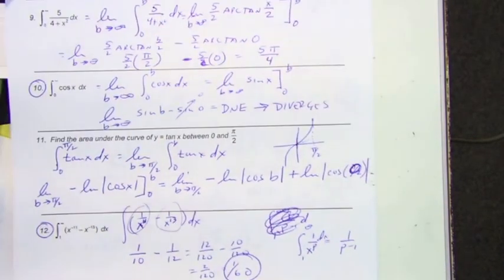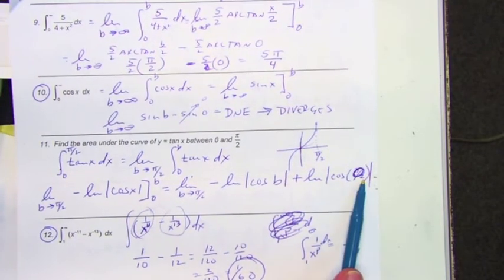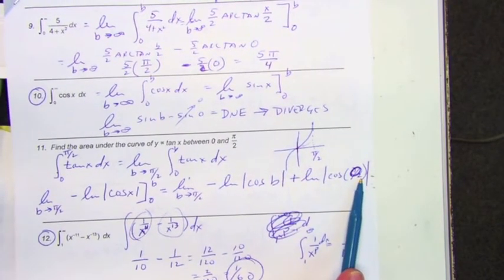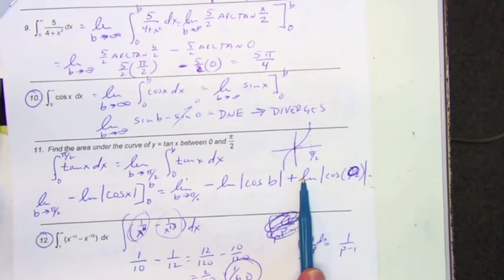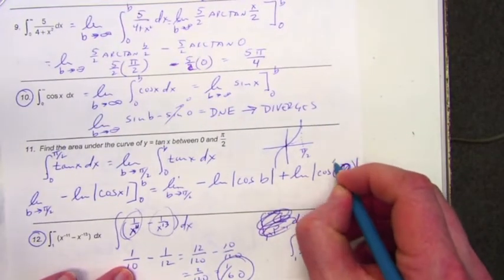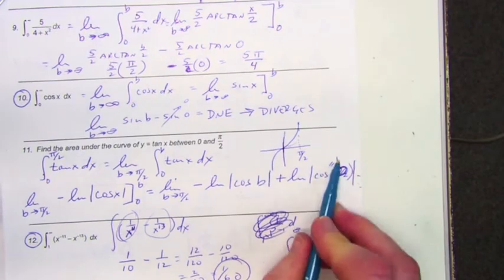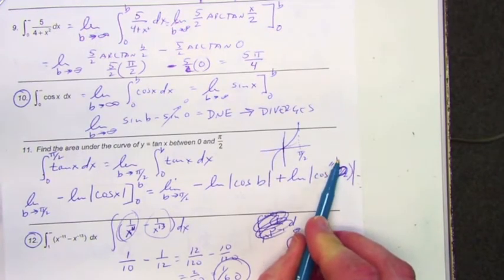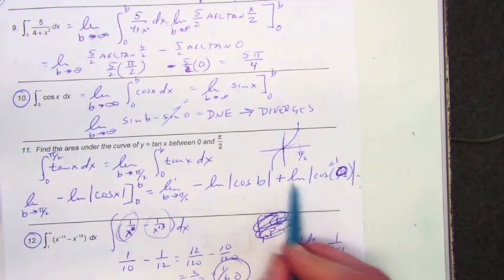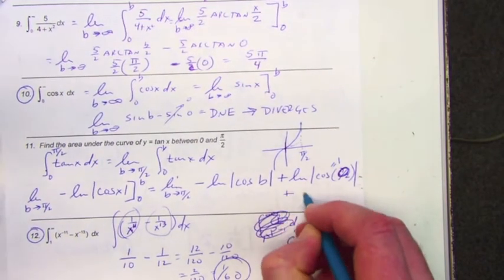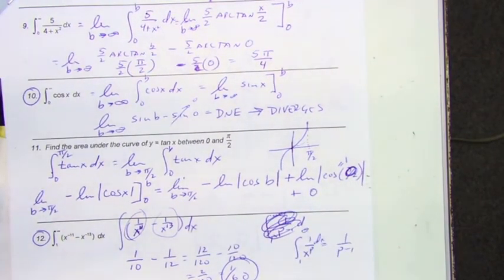Okay, let's do the easy one first. Let's start at the right side. What is the cosine of 0? 1. Everybody agree that's 1. What is the natural log? So this is equal to 1. What is the natural log of 1? 0. So does everybody understand? This piece here becomes what? 0. Okay. So this is the cosine of b.